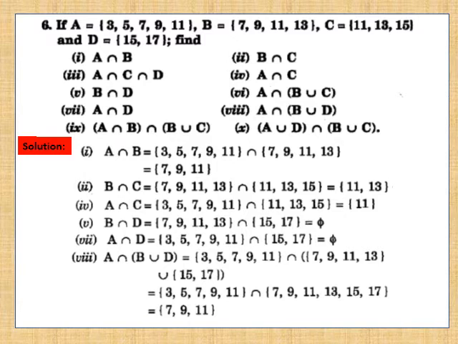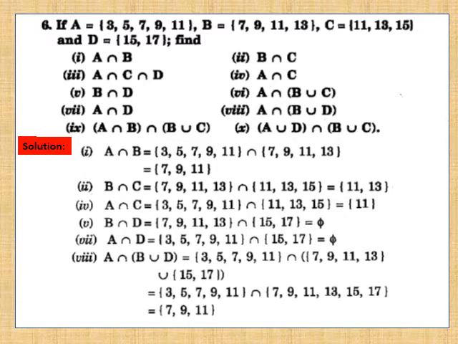Then B intersection C. So common in B and C is what? Only the elements 11 and 13. Then A intersection C. So the common element in A and C will be equal to what? Set {11}. Then B and D. So we have to take the common in B and D. Now write as shown in the video. You have to write like that.